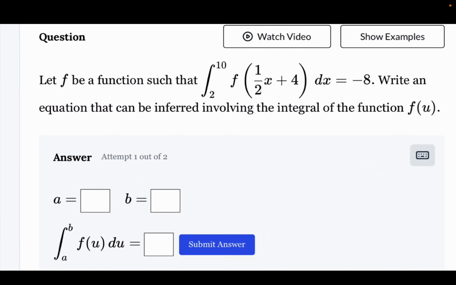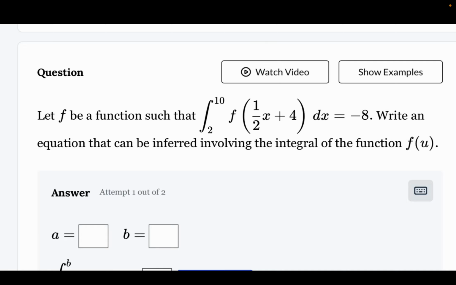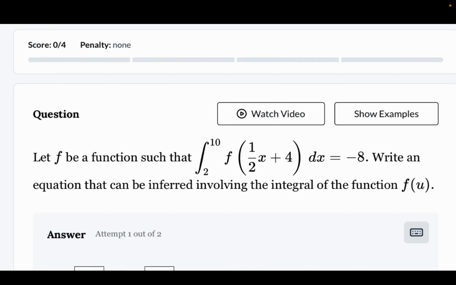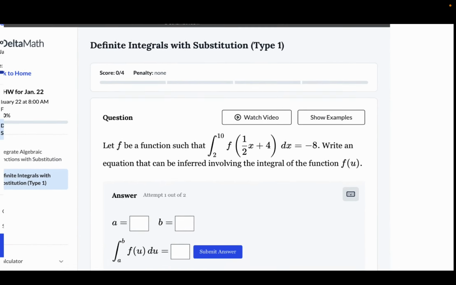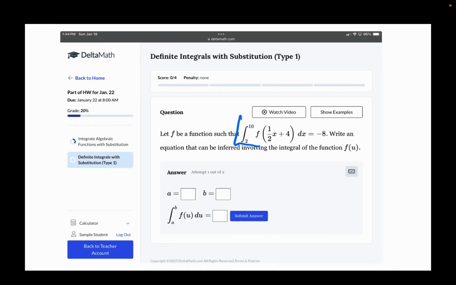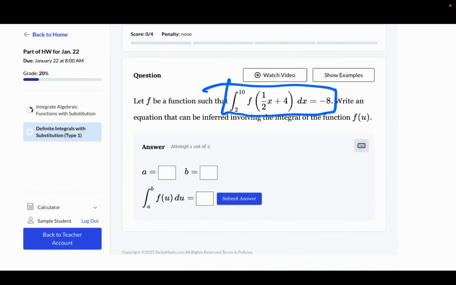Okay, so they didn't even tell us what the function was, but they told us it equaled -8 when they finished. So we know it equals -8. So we're just going to rewrite the whole thing, and then we'll fill in what we need down here.